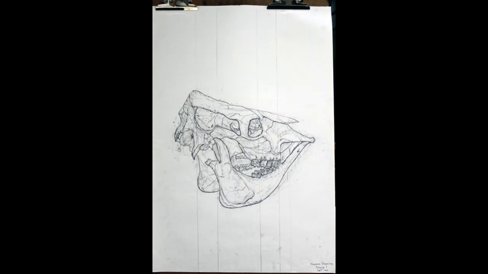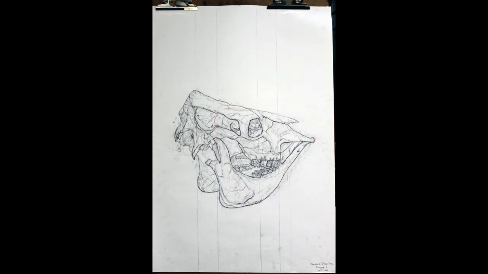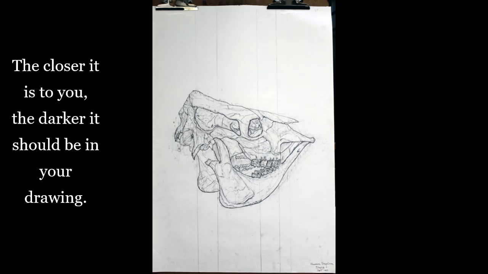What we're going to look for is that major edge. So if you're putting the skull in the cube, the major edge is like the bow of the ship coming right at you. This area is probably some of the darkest areas to contour because it is the closest to you, and it helps you make things look three-dimensional.